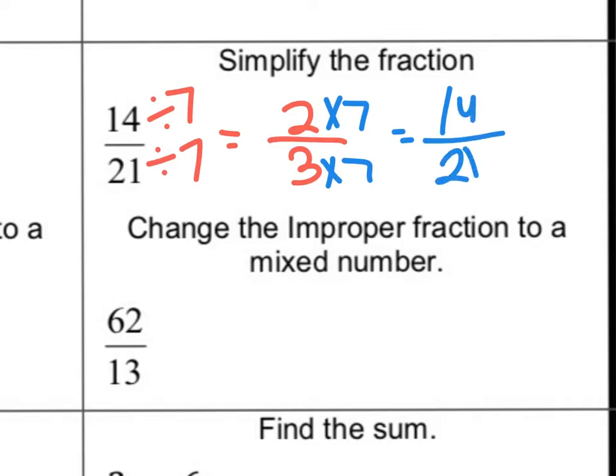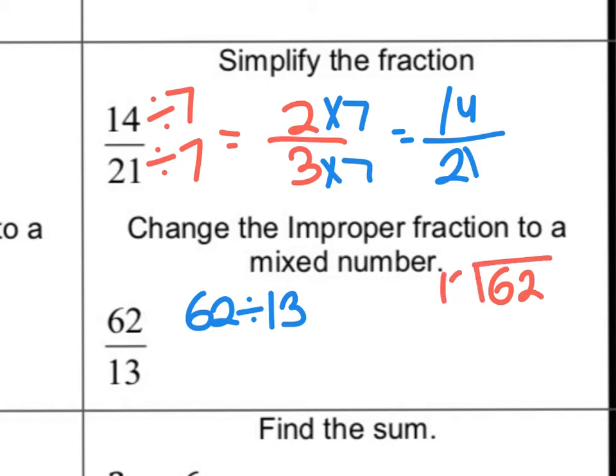For the next one, it says change the improper fraction to a mixed number. The way you read this is 62 is being divided by 13. So that's all we got to do. 62 divided by 13. 13 cannot go in 6. It can go in 62. Question is how many times? We can try some numbers out. Let's go and try 5 out. 5 times 3 is 15. Carry the 1. 5 times 1 is 5. Add 1 makes 6. Oh, it's barely over, so it has to be 4 times.